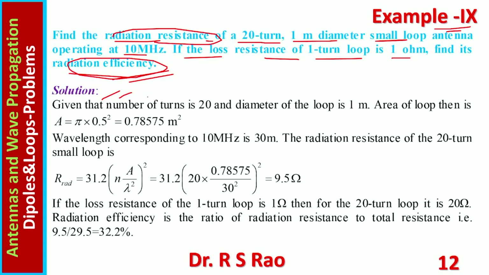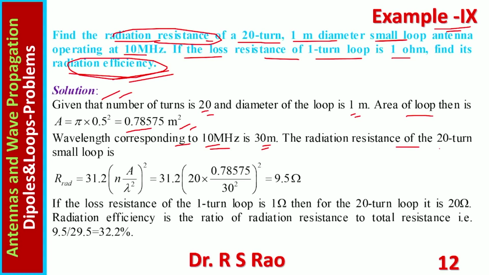Solution. Given that the number of turns is 20 and the diameter of the loop is 1 meter, the area of the loop is 0.78575 meter square. Area is pi r square. Diameter of loop is 1 meter, therefore radius becomes 0.5 meters. Area comes out as 0.78575 meters square. Wavelength corresponding to 10 megahertz is 30 meters.